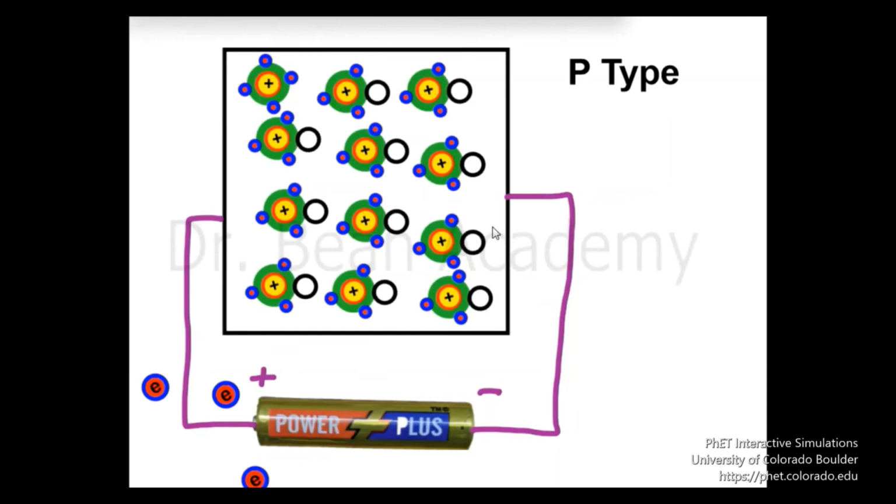And that's why, always remember, for p-type material, the current flows and the electrons flow in the valence shell. So they don't jump into the conduction band. That is the difference. And that's why we say the majority charge carriers in p-type are holes.